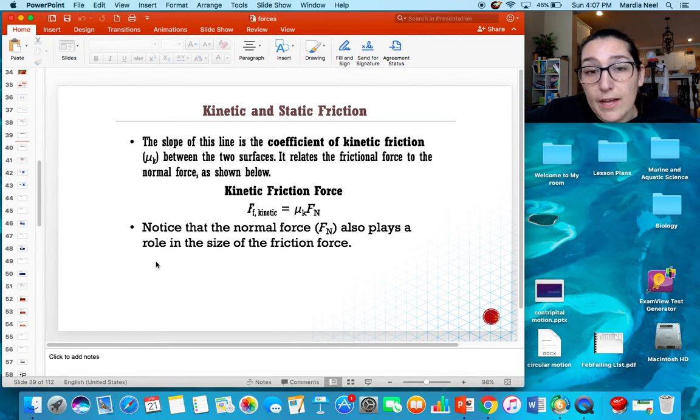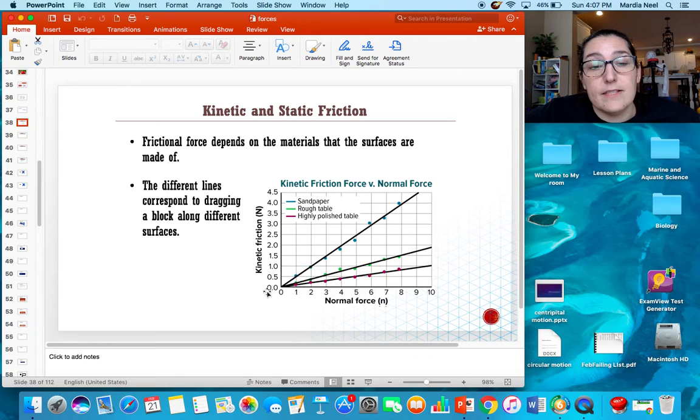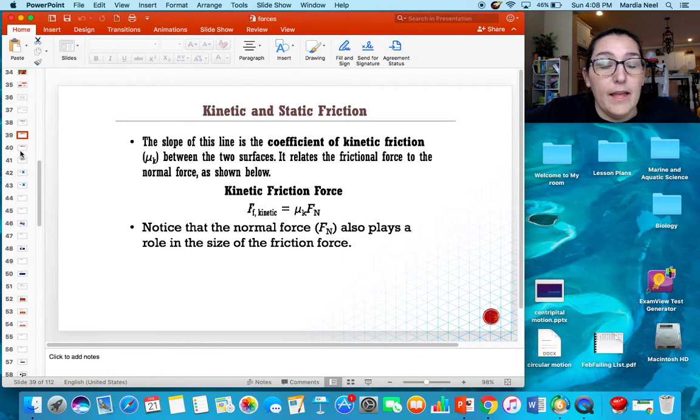So the slope of the line is the coefficient of kinetic friction between the two surfaces, and it relates the frictional force to the normal force. So if you go back and look, it relates the frictional force to the normal force. This right here in the middle is the coefficient of friction. And this is where we get our formulas for friction. So our formula for kinetic friction is the force of friction, kinetic, is equal to the coefficient of kinetic friction times normal force.